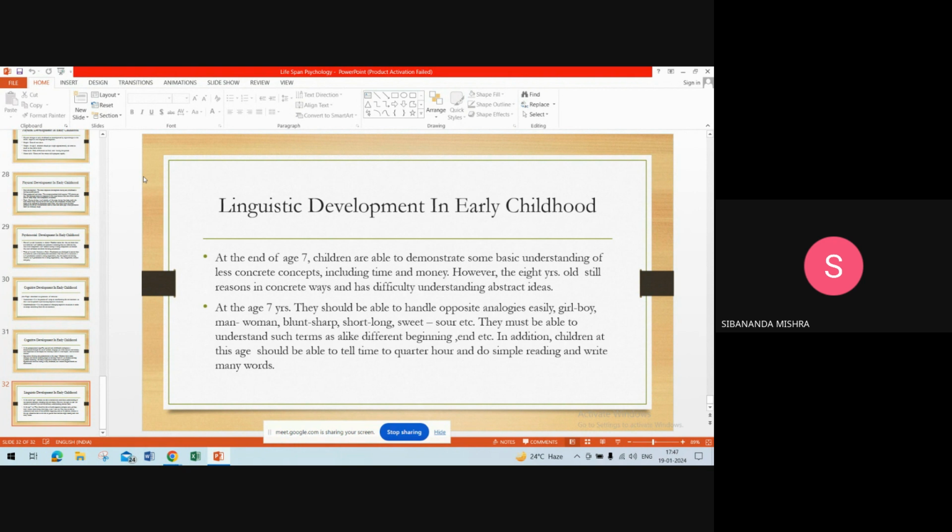Contextual means, what is the meaning of contextual? Yes, hello. Isko aata hai? Can you answer? Hello? Contextual? Material? Yes. Contextual means materials. Samjha nahi. Related to materials? No.